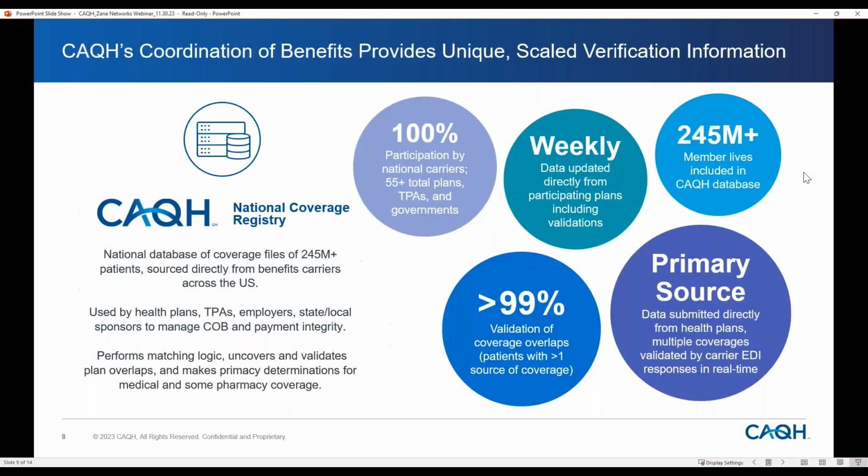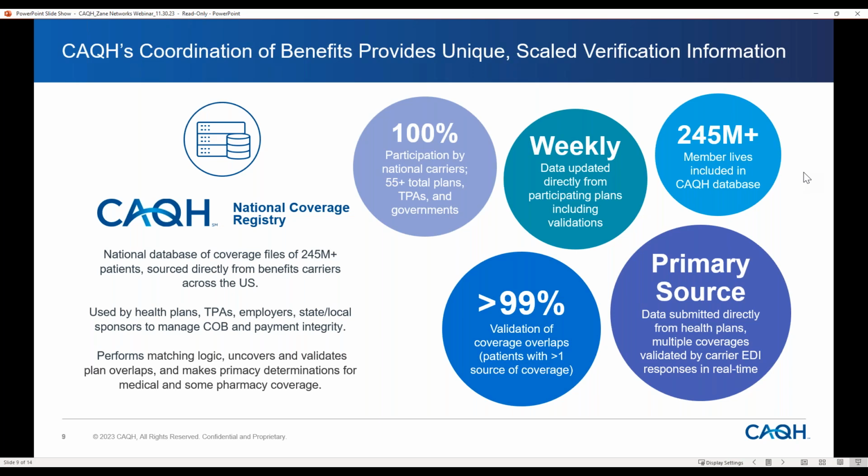I appreciate that, Jay. And I wanted to take just a moment to describe a little bit more about that foundational data source that Jay talked about in terms of identifying TPL opportunity. CAQH has been working for the better part of a decade to put together what we feel is one of the national sources of patient coverage in America. CAQH's Coordination of Benefits Utility is a national database that over 55 different health plans, third-party administrators, and state governments take advantage of.